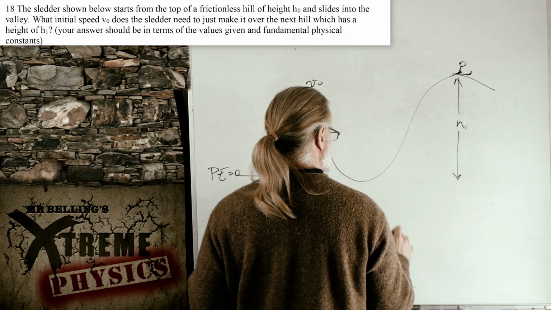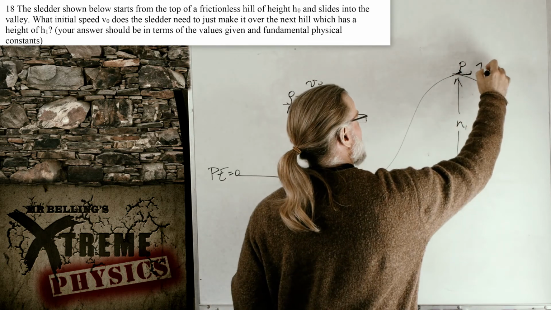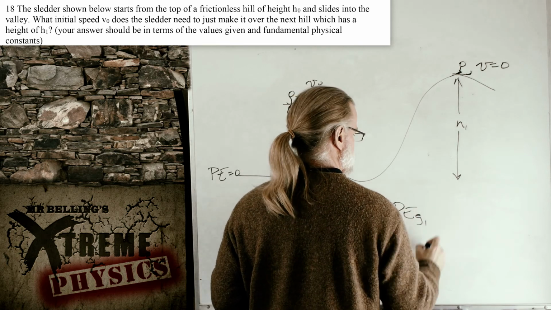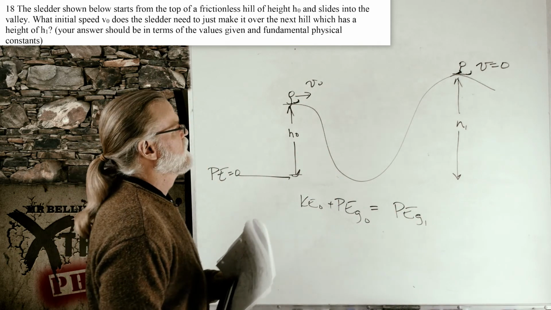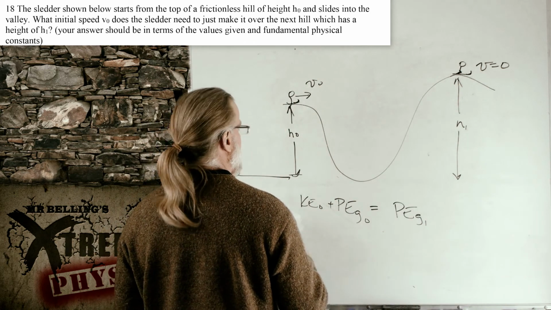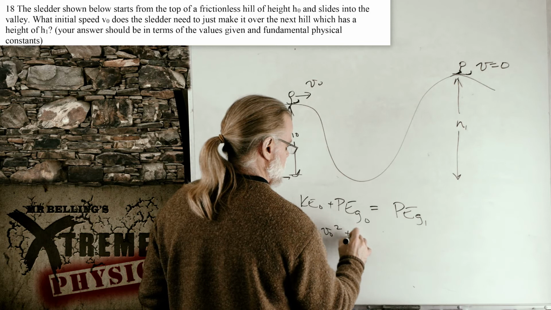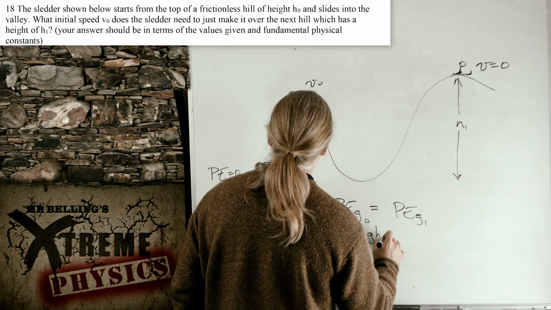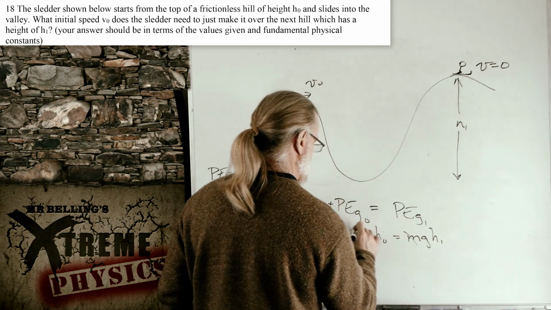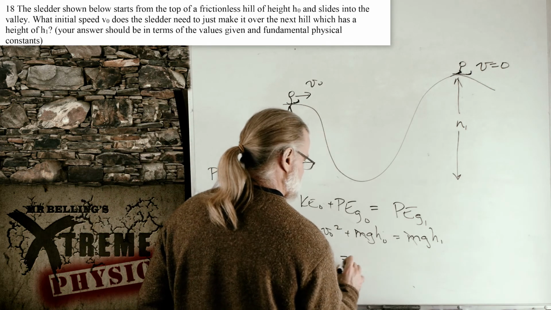So there is no work being done. Equals the kinetic energy at 1, which is 0. V equals 0 here, so there's no kinetic energy. We only have gravitational potential energy at 1. And there is no Q because there's no friction. So we want to know how fast the person is going. So 1/2 mv0 squared plus mgh0 equals mgh1. The masses go away. How fast is it going at 0? V0 looks like it is.